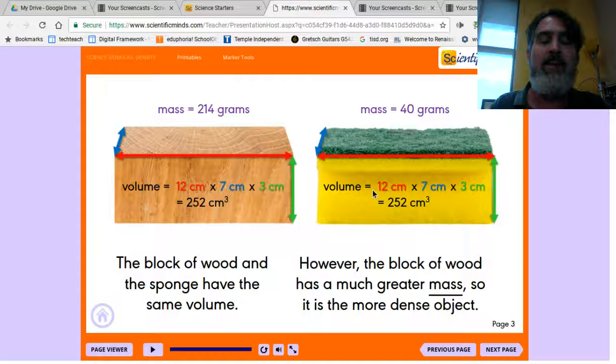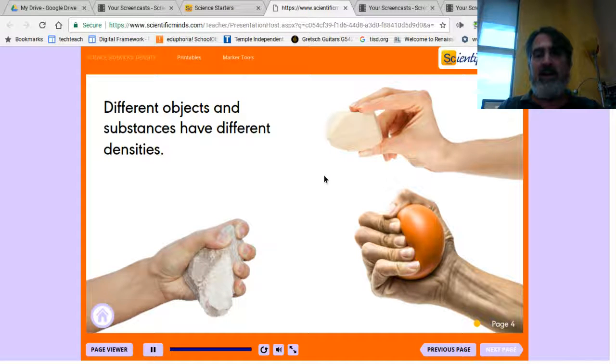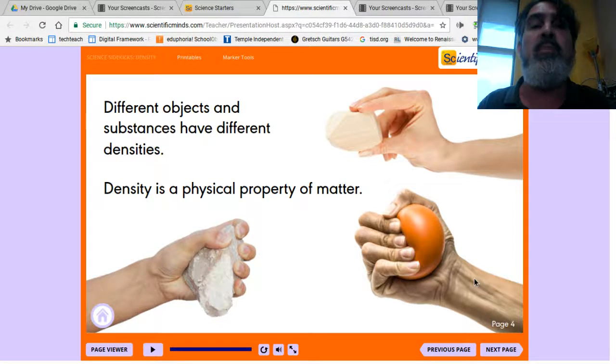Okay, so if we put the block of wood on a triple beam balance, it's going to have a lot more mass than the sponge would, because the block of wood's particles are packed together a lot tighter than that of the sponge. The sponge has a lot of space in it, like air in it. Okay, different objects and substances have different densities. So, a rock is going to be a lot more dense than the squishy ball here. Density is a physical property of matter.